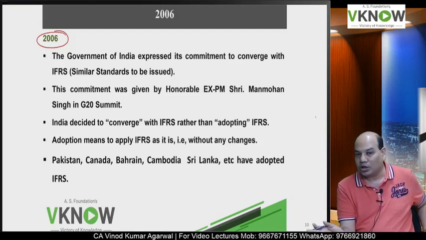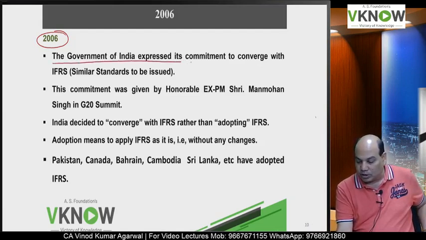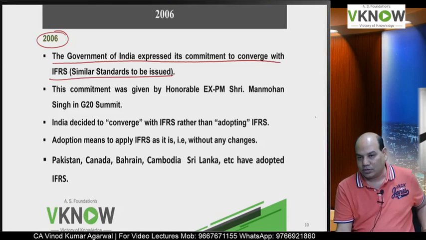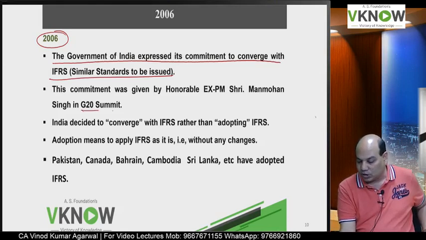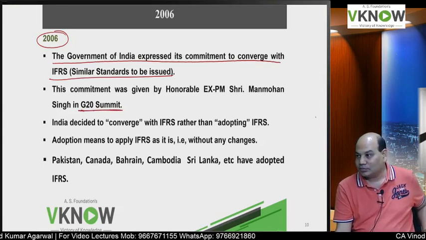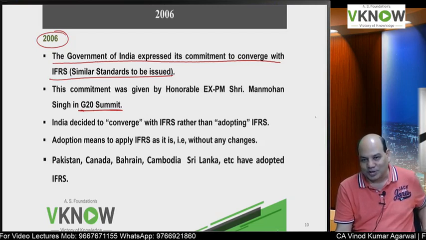Plus, what happened on the IFRS front? The Indian government expressed its commitment to converge with IFRS. So there was a G20 meeting. G20 meetings take place nowadays quite often in India. And when a G20 meeting happens, that city is beautified. And once the meeting is over, things are back to the original situation.